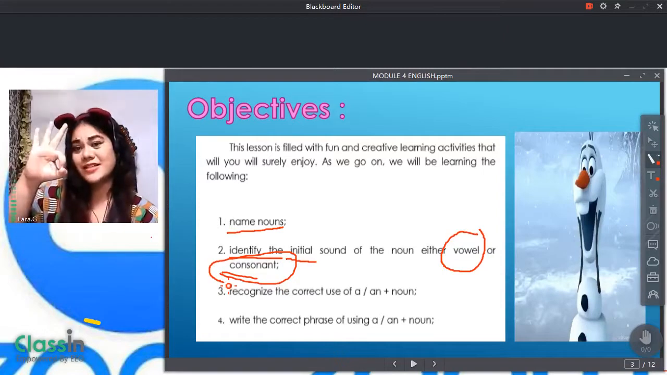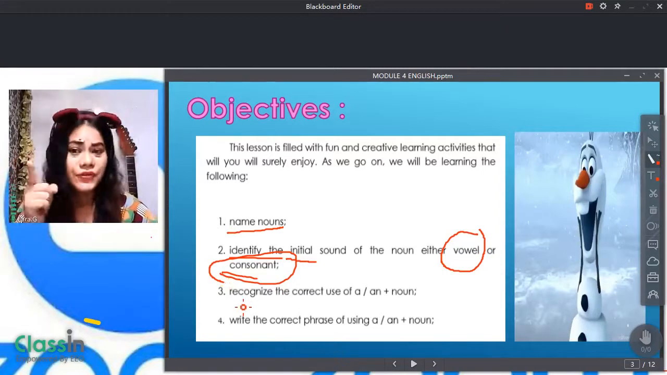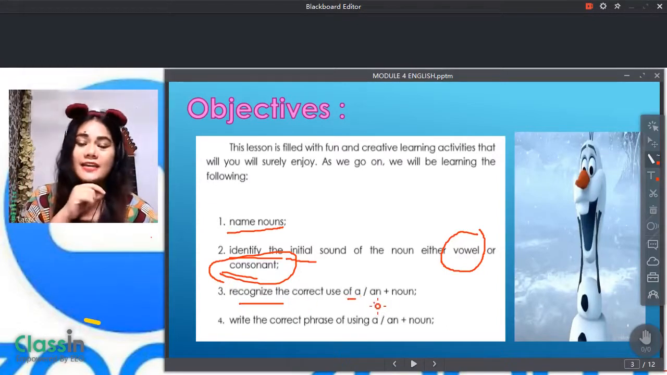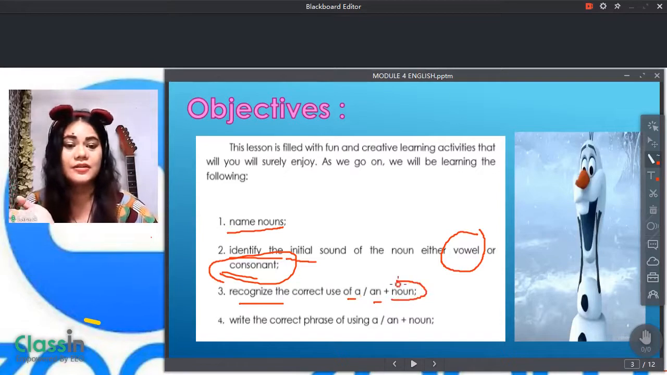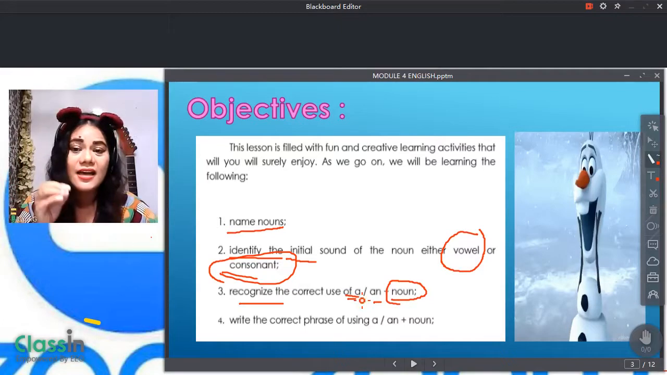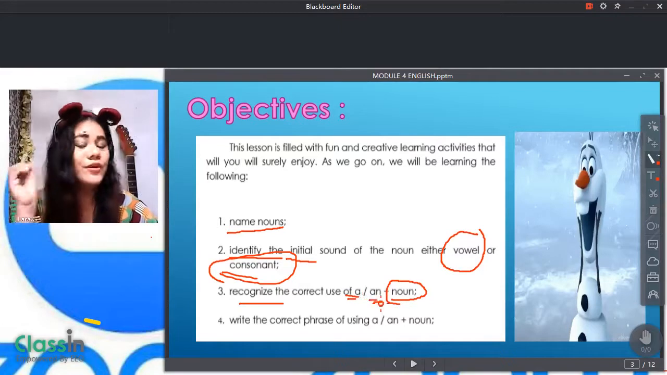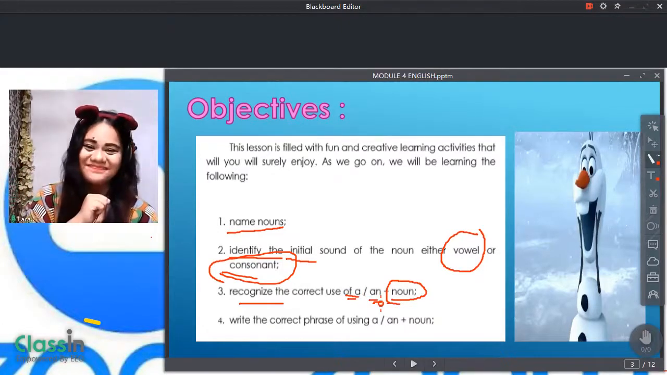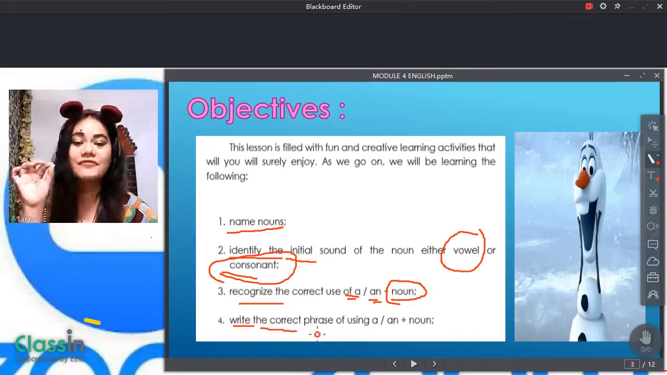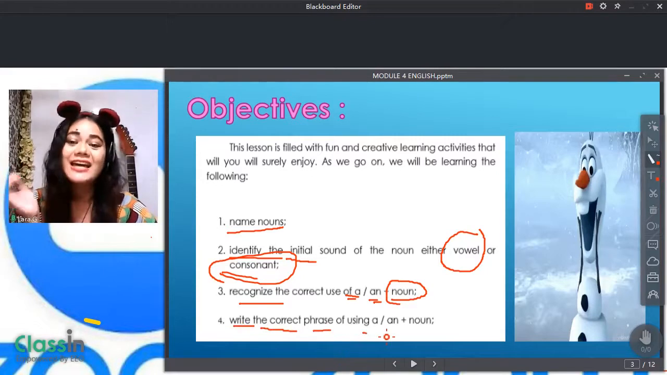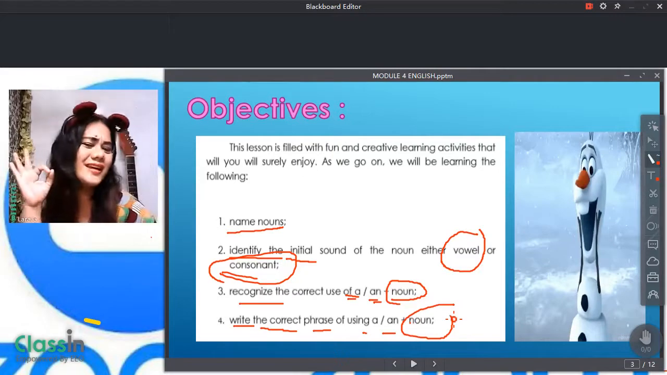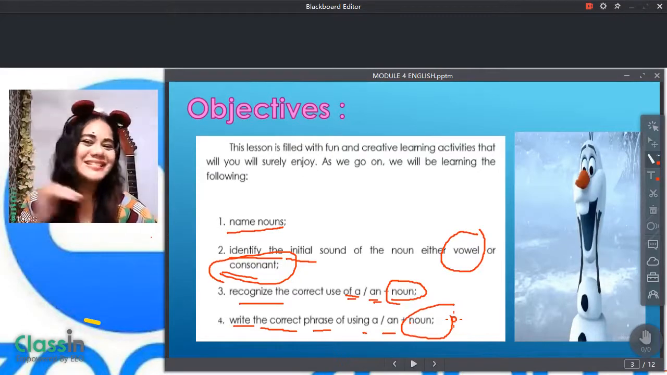Then the third objective is you can recognize the correct use of a and an plus noun. So there is a rule when to use a and when to use an, and we will find out later. And the fourth objective is to write the correct phrase of using a and an plus noun. Are you ready? Let's go.